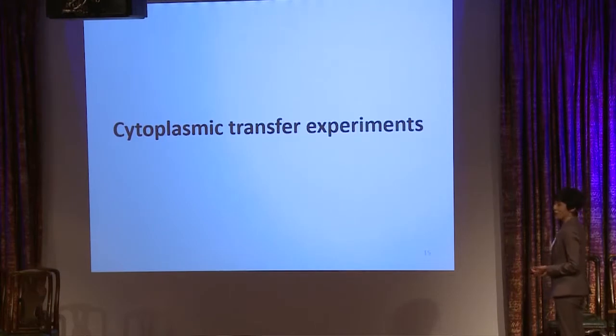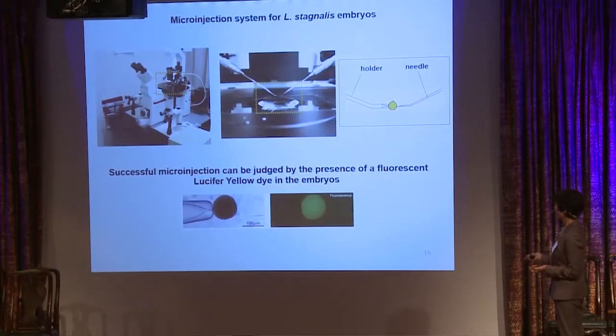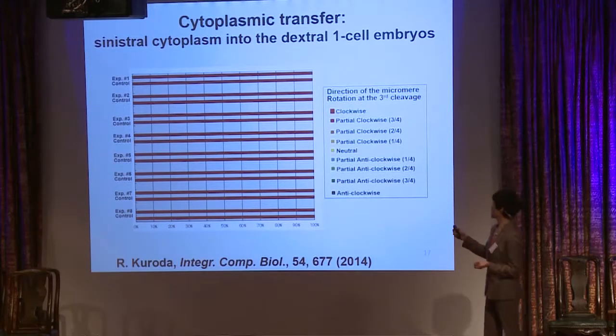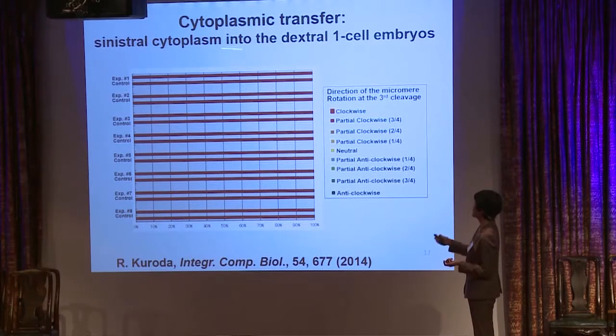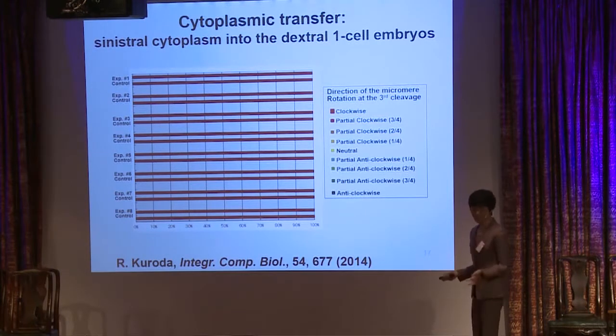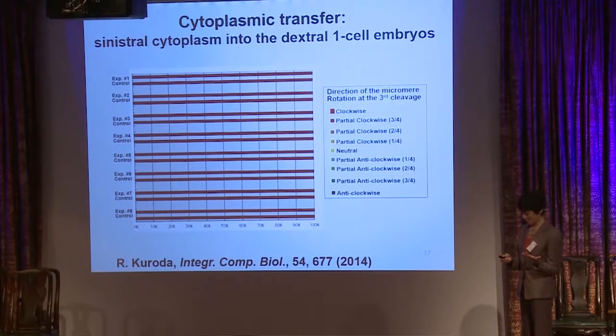So then I tried to repeat Freeman's experiment. We had to work hard, and just under the microscope, you hold the egg and you inject it or take things out. It's very, very difficult, but you can do it. Now, this is the cytoplasmic transfer into the dextral one-cell embryos. If you put sinister cytoplasm into the one-cell stage, nothing happens. You have to take eggs from the same batch, same cocoon, and keep some for control. So this is the pair. I've done many, and hardly any change.